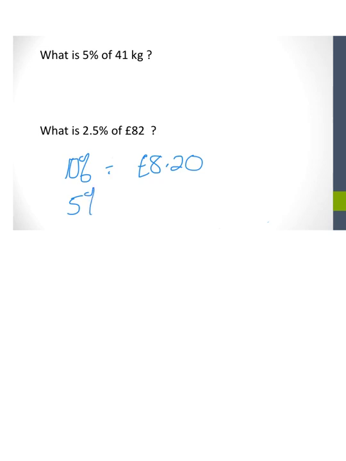5% is going to be half of that, so £4.10, and 2.5% is half of 5%, so 2.5% is going to be £4.10 divided by 2. So that will give me £2.05. So therefore 2.5% of £82 is £2.05.